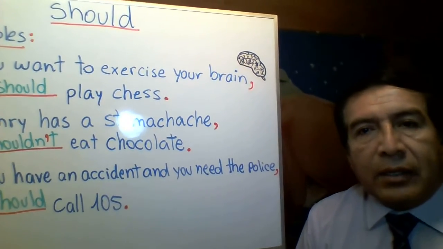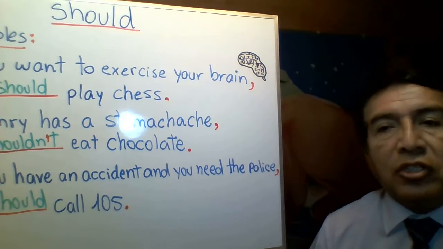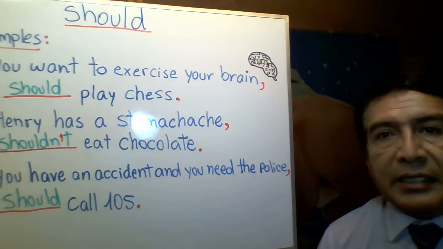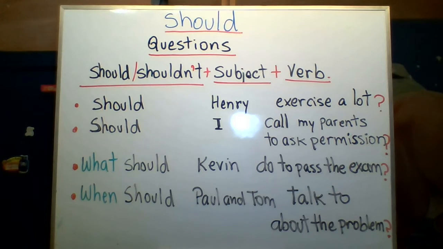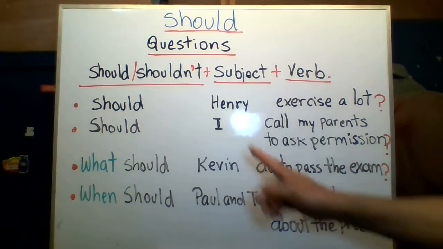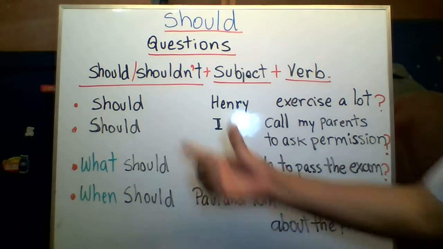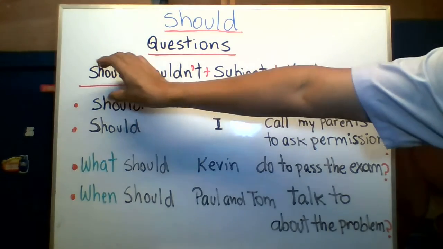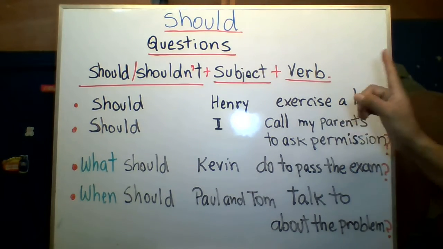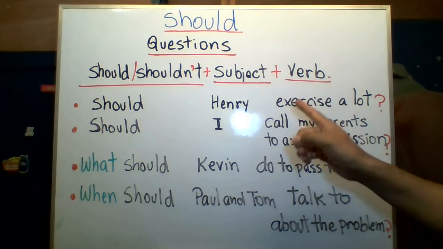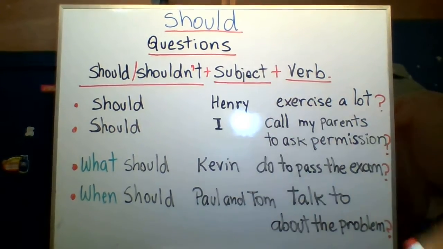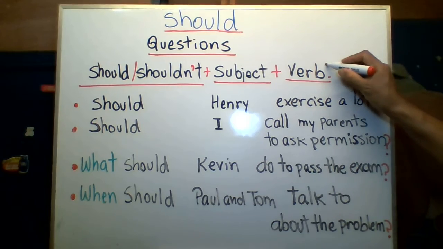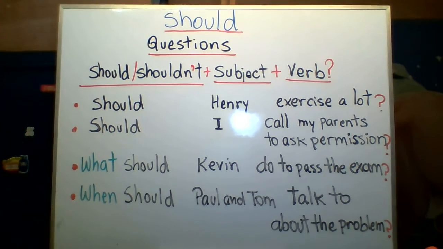So let's continue the class. Let's continue the lesson with the next activity. Look at the board, please. So the next example is the questions. The structure or the correct order of the words in questions is this: should or shouldn't, subject, the verb, and logically the question mark.